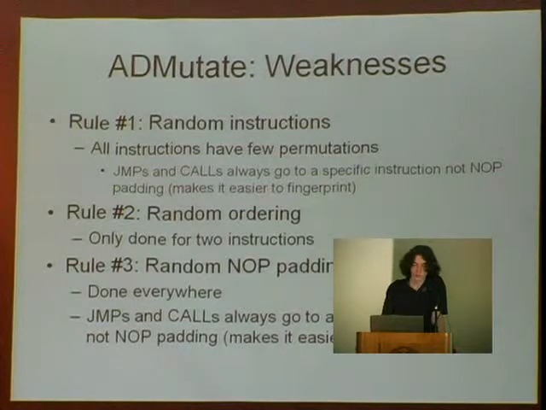For the random instructions, all instructions have very few permutations, but they have some permutations, unlike Clet or Shikata Ga Nai in some instances where they had none for some instructions. For rule number 2, random ordering, however, they only switch around the sequence of 2 instructions, so they really don't do rule number 2 at all. And for rule number 3, random NOP padding, it's done everywhere. So this makes it considerably harder, because now we have NOPs everywhere, and it's much harder to analyze.